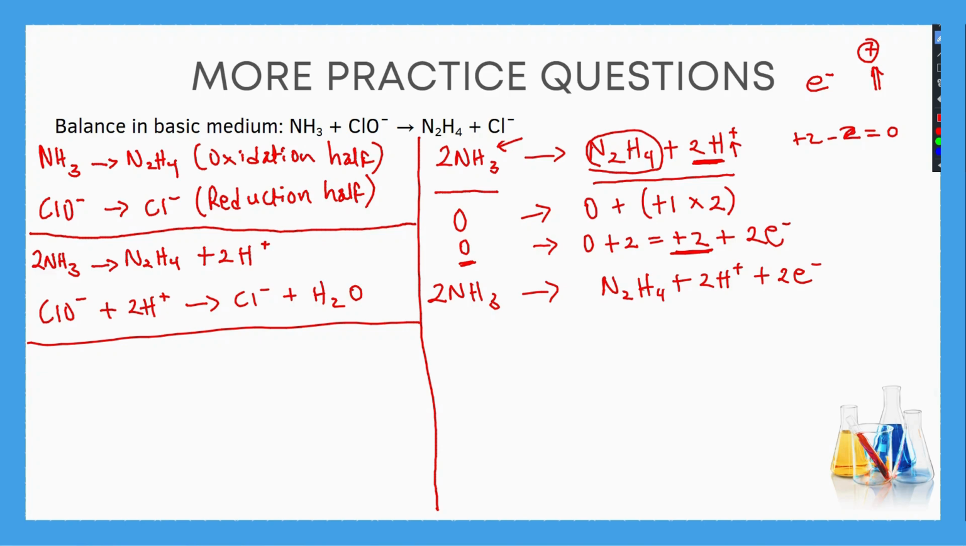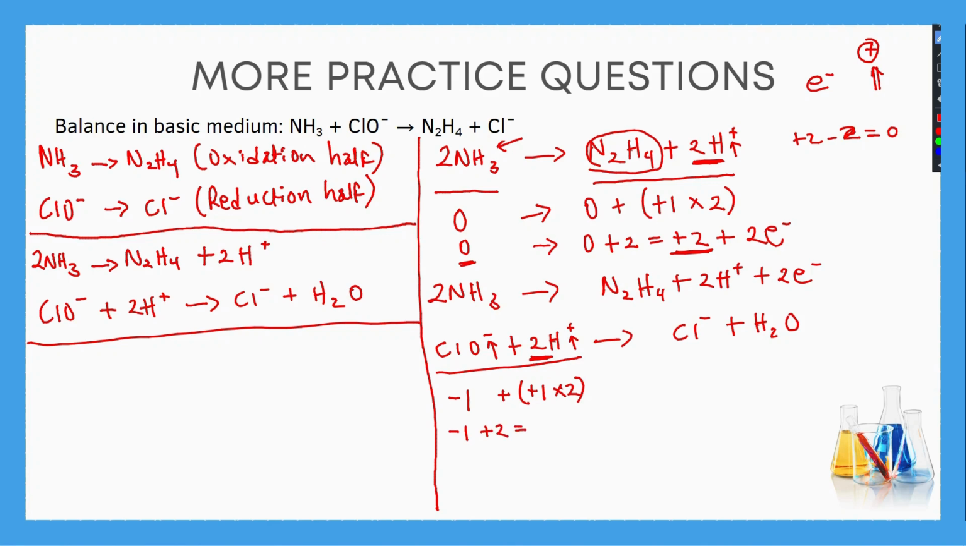Now, coming to the second equation, we have ClO- plus 2H+ giving us Cl- plus H2O. Now, on the left-hand side, let's check out the total charge there. You can see there is a minus sign here, which indicates a charge of -1, plus. Over here, you can see there is a plus sign, which indicates a charge of +1. And then there are 2 atoms of hydrogen that own that plus sign. So it becomes +1 times 2. So we have -1 plus 2, which is equal to +1. So the total charge here is +1.